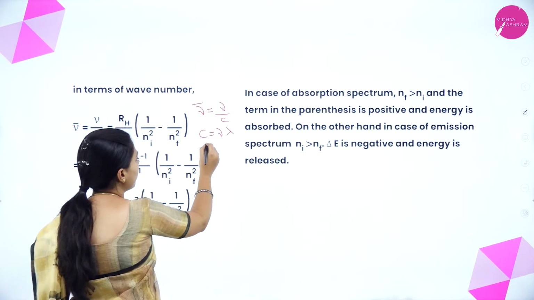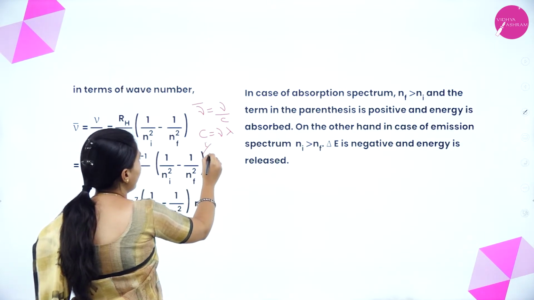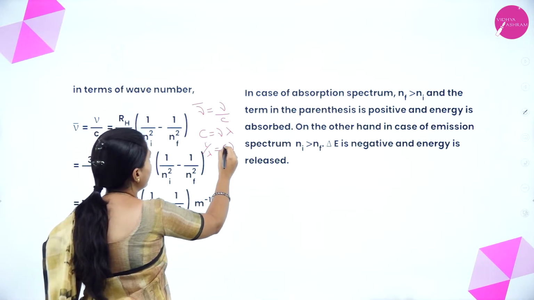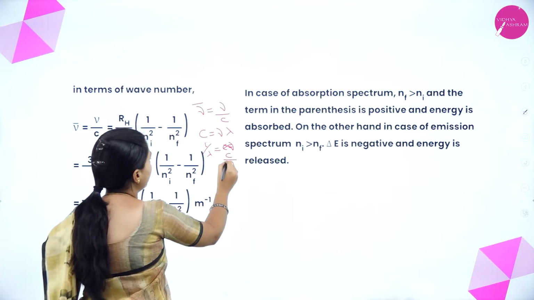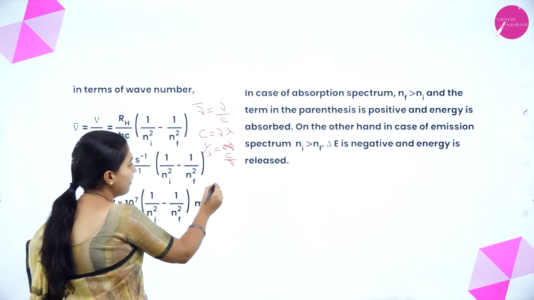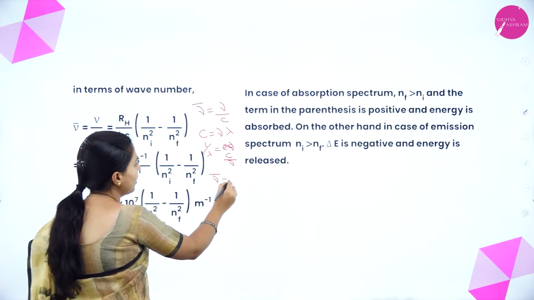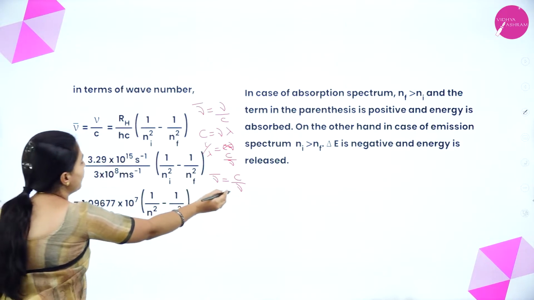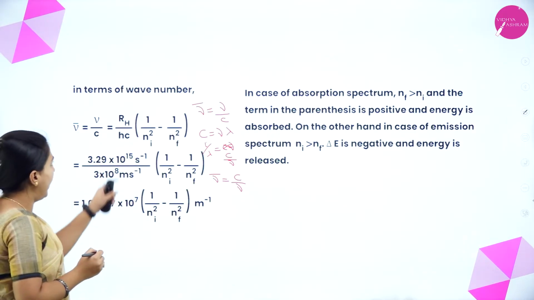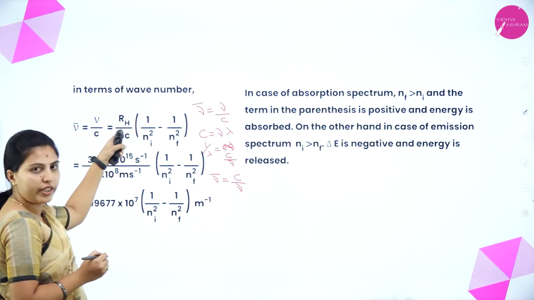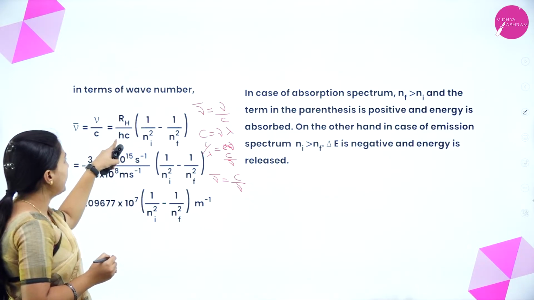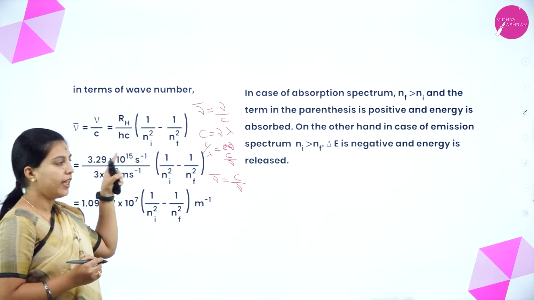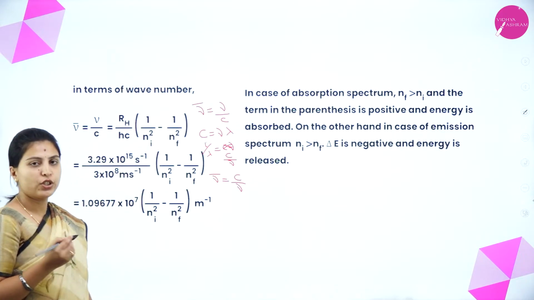We are taking out this one. 1 by lambda equals C nu, C by nu. 1 by lambda or 1 by wavelength means reciprocal, which means wave number, that is C by nu. This wave number becomes nu by C, and again RH, this is the Rydberg constant, divided by Planck's constant into velocity. This is the common equation where 1 by Ni square minus 1 by Nf square.